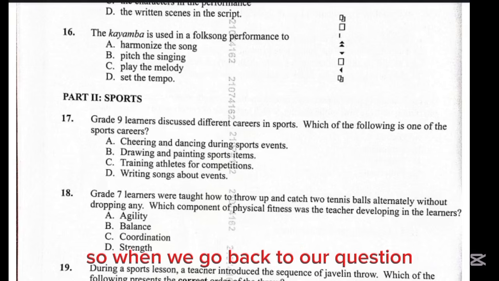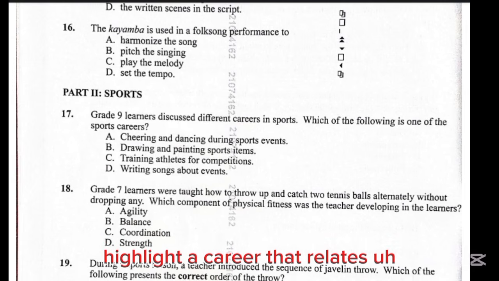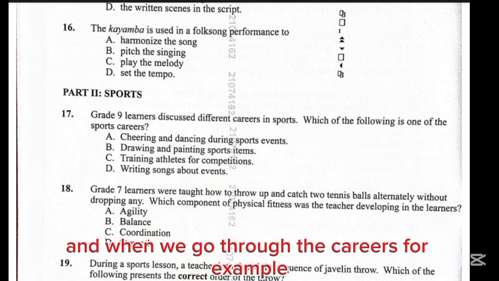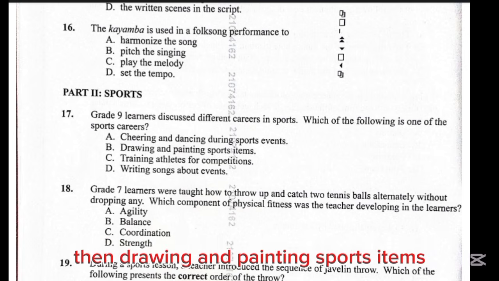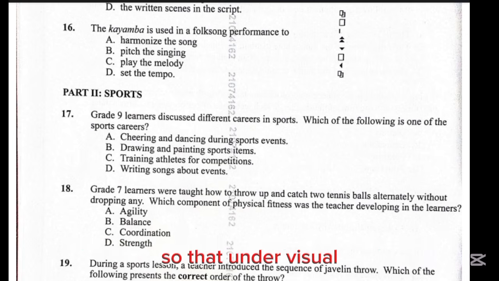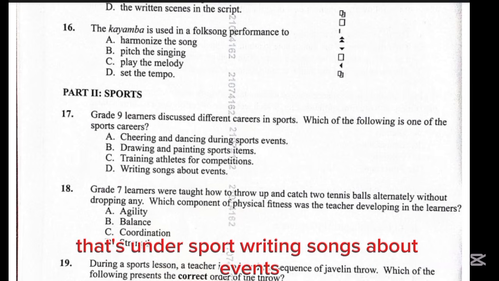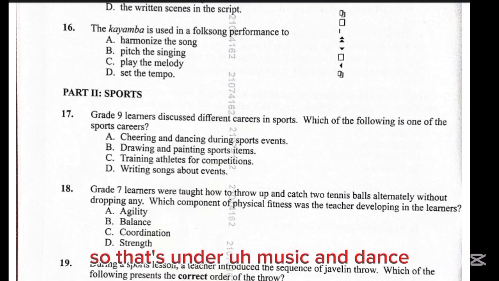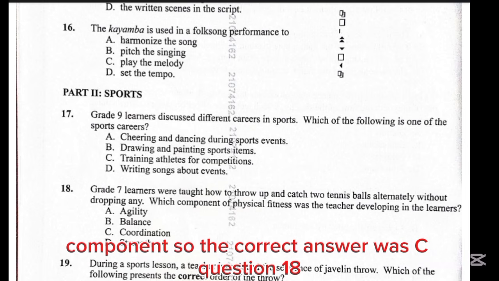So when we go back to our question, the question was clear. The learner was supposed to highlight a career that relates with the component of sport. When we go through the options, for example, A, cheering and dancing during sport events, then drawing and painting sports items, that's under visual art. We have training athletes for competition, that's under sport. Writing songs about events, that's under music and dance. So the first one is not a career relating to this component. The correct answer was C.